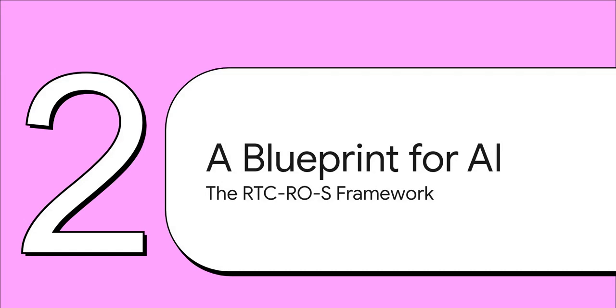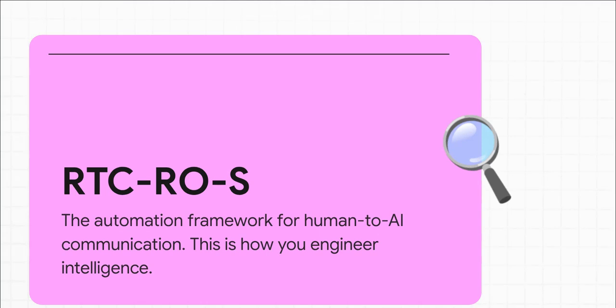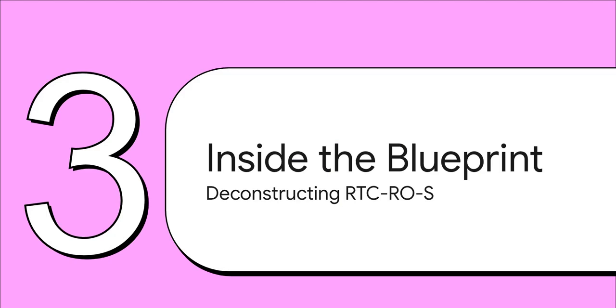And this is where the blueprint comes into play. The RTC-RO-S framework is what gives your AI the detailed, structured plan it needs to succeed. It's all about eliminating the guesswork and guaranteeing a high-quality result. So, formally, what is it? RTC-RO-S is an automation framework specifically designed for human-to-AI communication. You can think of this as the moment you stop playing around with a toy and start commanding a seriously powerful professional tool.